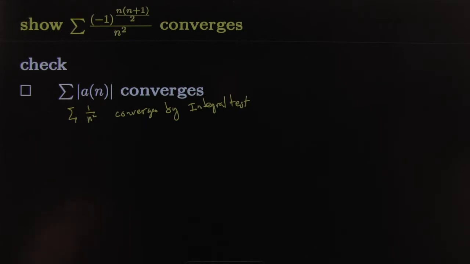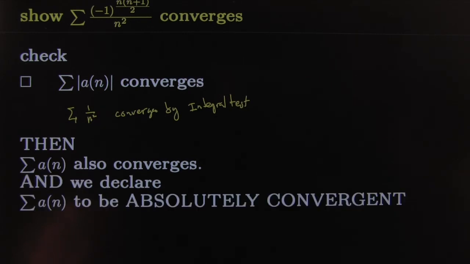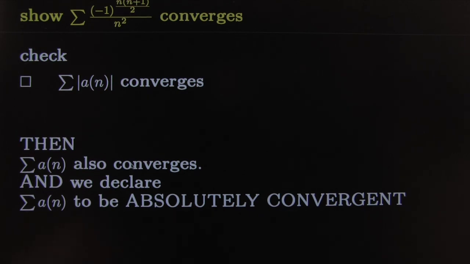And we say that a_n also converges, and of course we call this absolutely convergent. Okay? So the point is, whenever you can't show something converges, try to show that it's absolutely convergent, and that's even better.